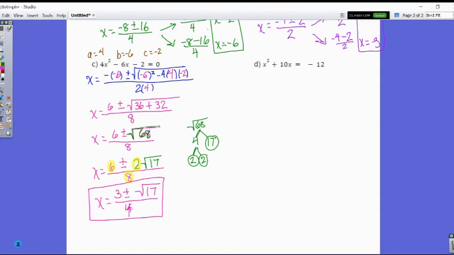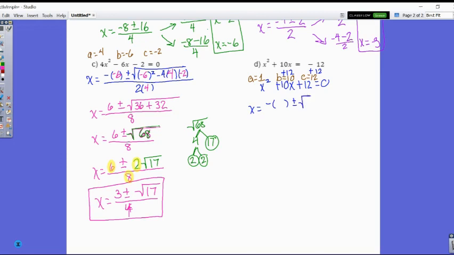Part D then wants us to also solve with the quadratic formula. This one isn't ready to go. Notice that it's not in standard form. So I need to add 12 to both sides in order to get it equal to 0. So x squared plus 10x plus 12 is equal to 0. And I'm going to use this to identify a is my coefficient 1, b is the coefficient positive 10, c is that constant positive 12.